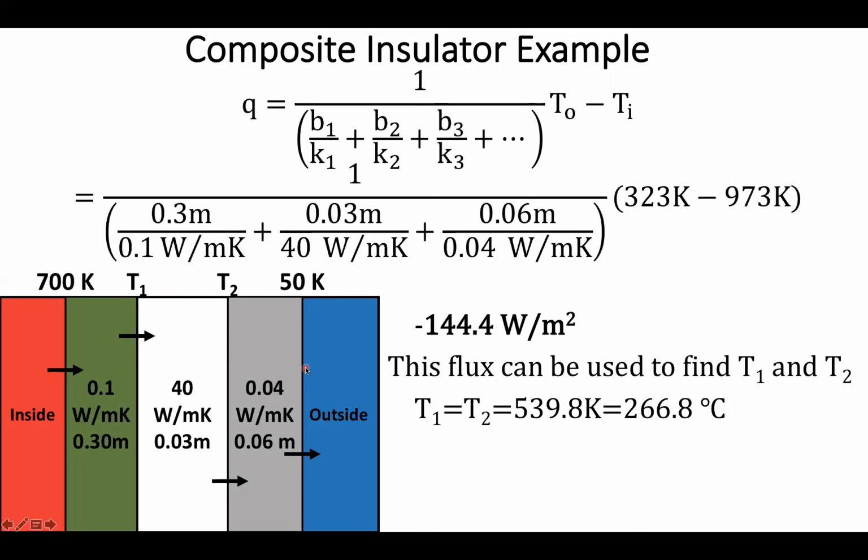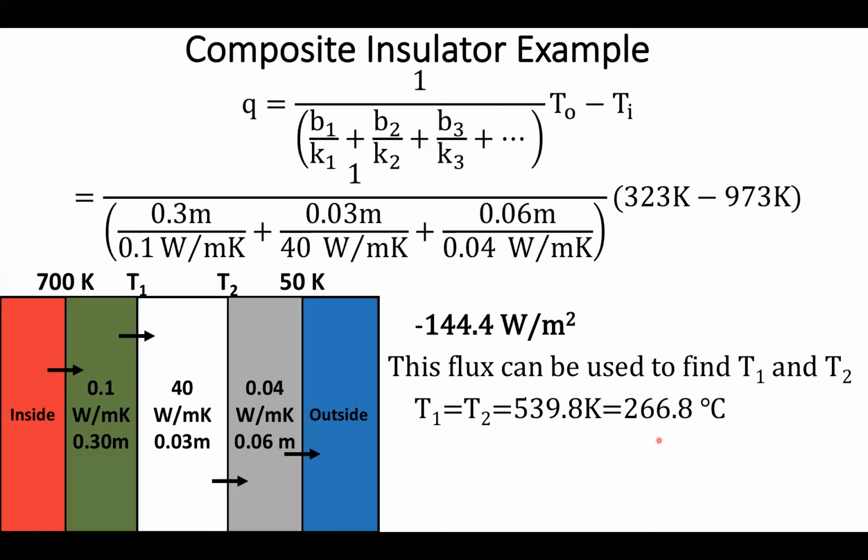And it turns out when you do this, T1 and T2 are almost the exact same temperature of 266.8 degrees C, or about 500 degrees Kelvin. So a little bit closer to the outside temperature, but it's a good thing we added on that extra layer of rock wool. Otherwise, well, boiling water would be a little bit of an understatement.